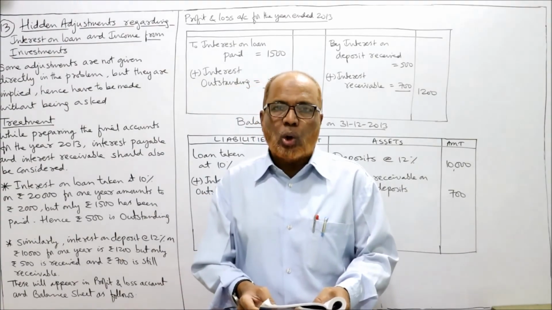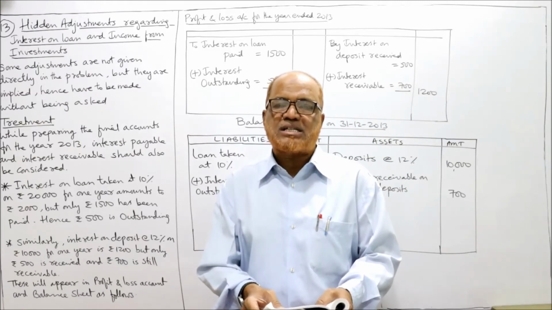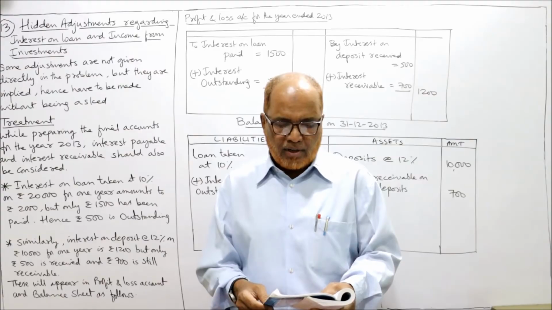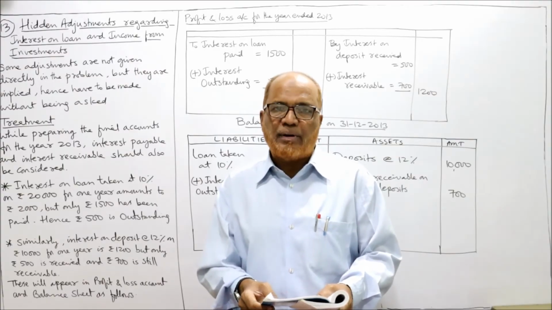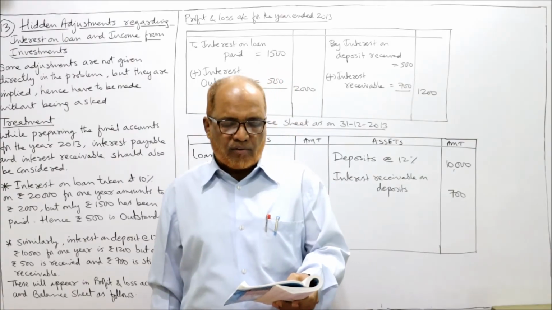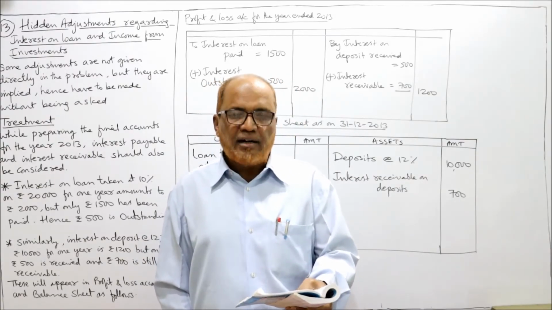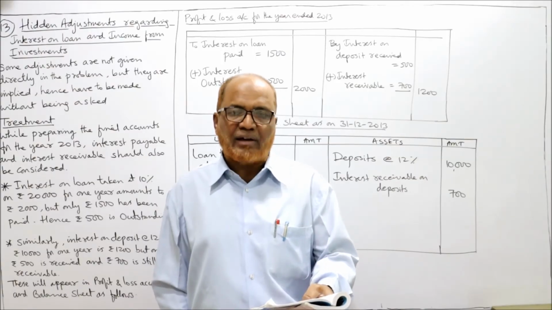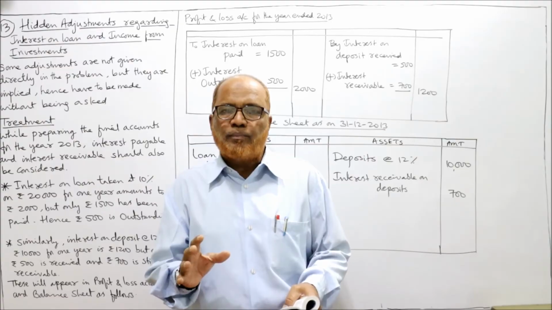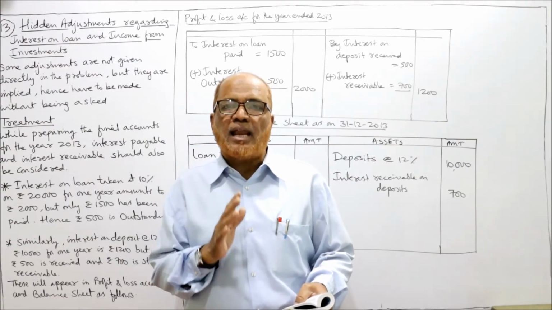Debit, credit. Loan taken at the rate of 10%, taken on 1st January 2013, 20,000, credit column. Interest on loan, debit column, 1,500. Deposit at the rate of 12% on 1st January 2013, debit column, 10,000. And interest on deposit, 500 rupees, credit column. Now see here, in this problem, one asset is there, one liability is there. Loan taken is a liability.